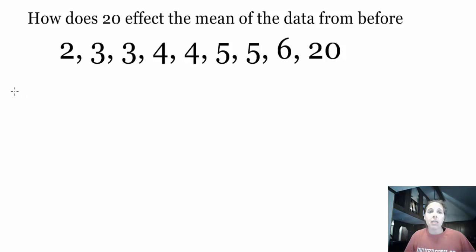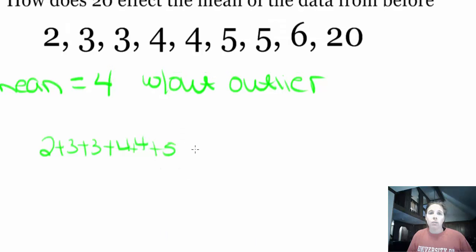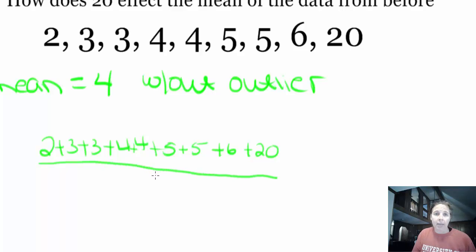Okay, so we found the mean the first time. Our first mean was 4. That was without the outlier. So to find it with the outlier, we have to add it all up again. So we have to add 2 plus 3 plus 3 plus 4 plus 4 plus 5 plus 6 plus 20. Okay, and then we're going to divide it all by 9 this time.